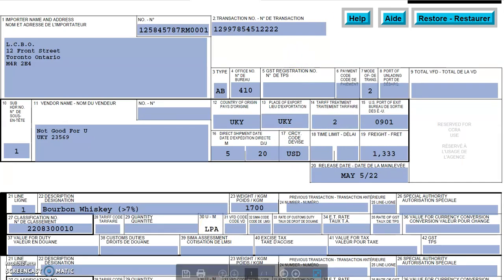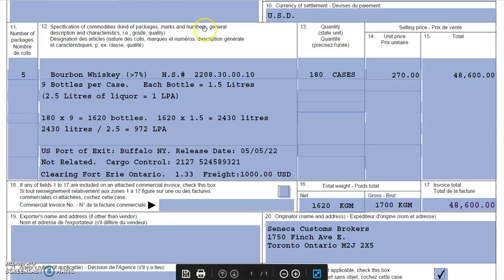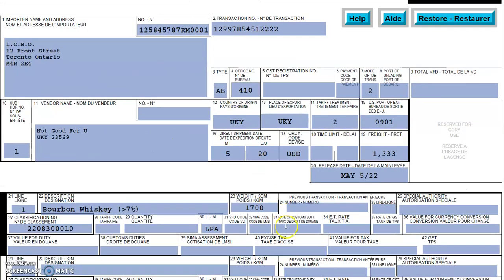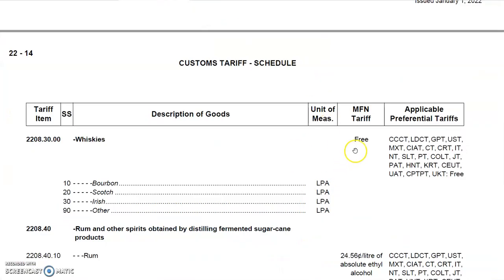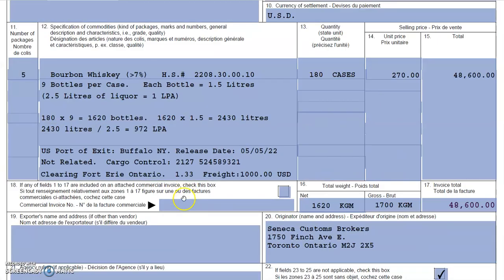Okay, and remember, we've already figured out the LPA, so we're good. We already have the LPA here as well. The duty rate is duty-free under most favored nations, so it doesn't matter if we have a NAFTA certificate or not. It's duty-free.